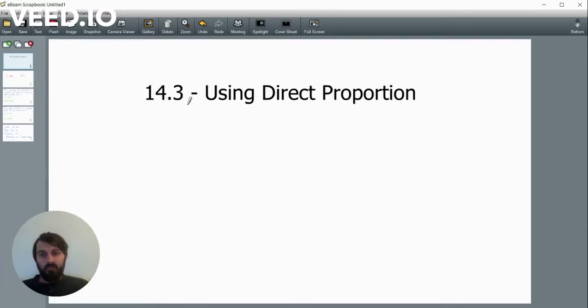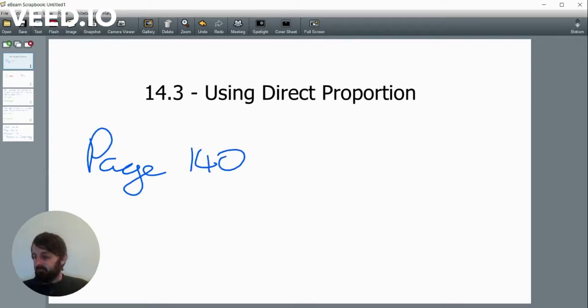This one's on 14.3, using direct proportion. You can find it on page 140. Okay, so it's a bit of a confusing title, but it's pretty straightforward.